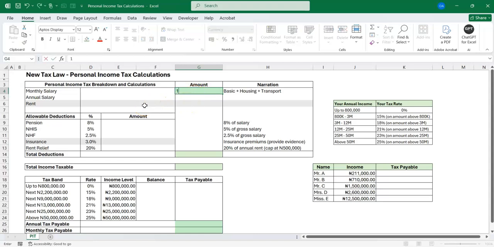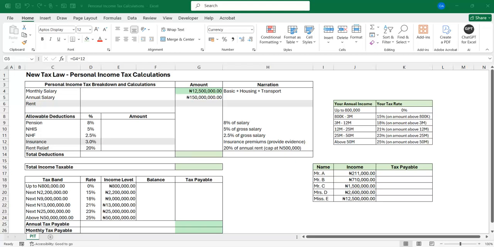So I'm going to input the 12.5 million that she earns monthly. That's the amount she earns monthly. Let's look at the annual income. To get our annual income, I say equals this amount times 12. Then we arrive at 150 million naira as our annual income.